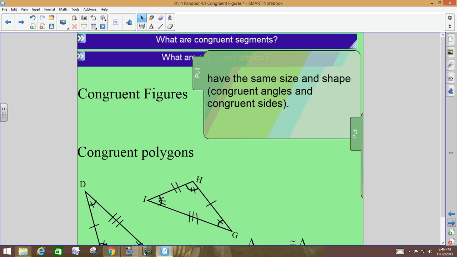So if I had two hearts that were exactly the same size, they would be congruent. If I had two squares exactly the same size, they would be congruent figures. Two ovals, congruent figures. If you copy and paste on the computer, those would be congruent figures. Same size, same shape.